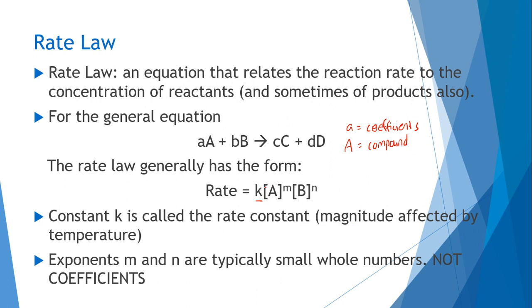Here we have brackets, which stand for the concentration of our A compound to the m power, and then the concentration of our B compound to the n power. And now the exponents m and n are typically small whole numbers, and they are not the coefficients. I'm going to teach you in the next couple slides how to find m and n, but just know they are not the same as the coefficients.